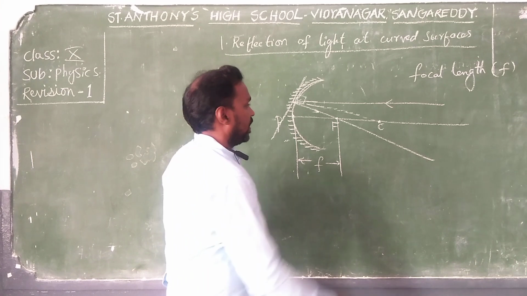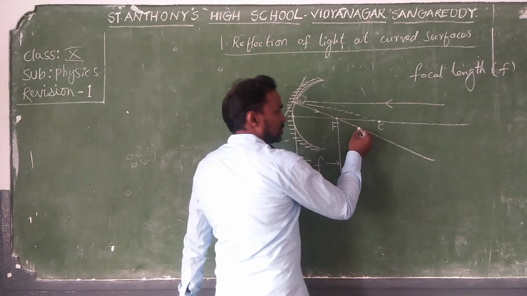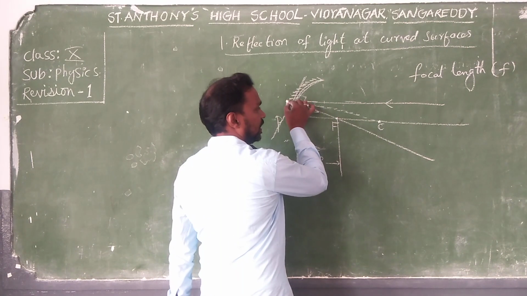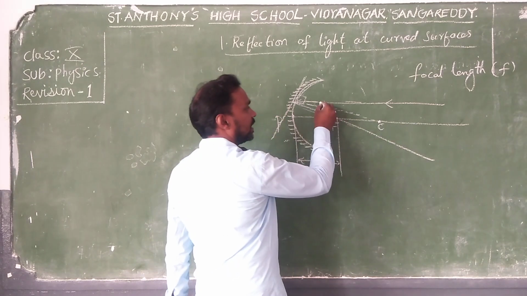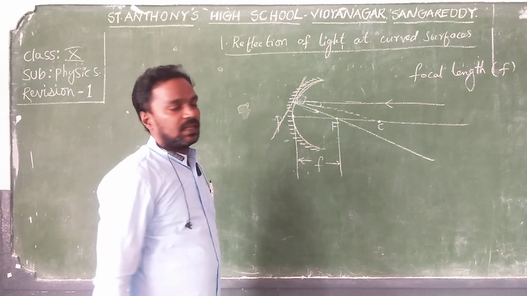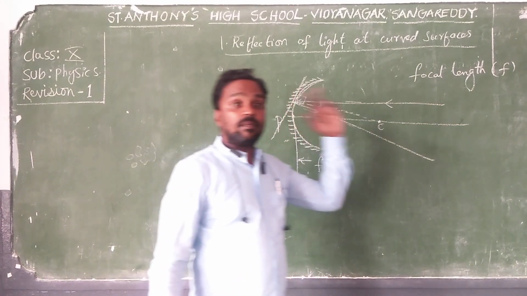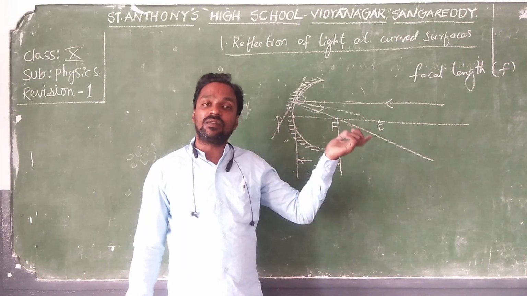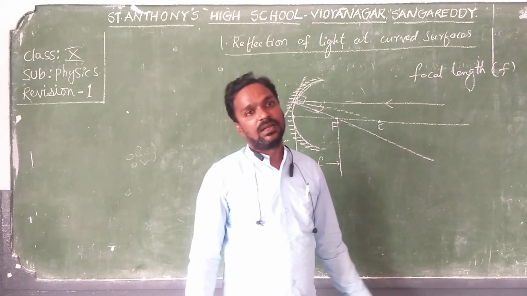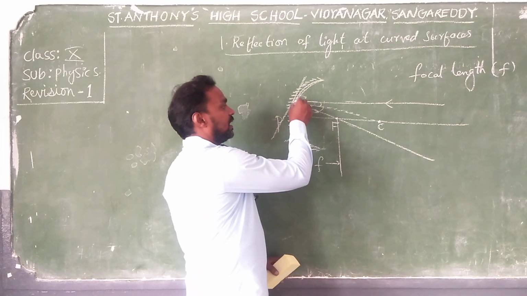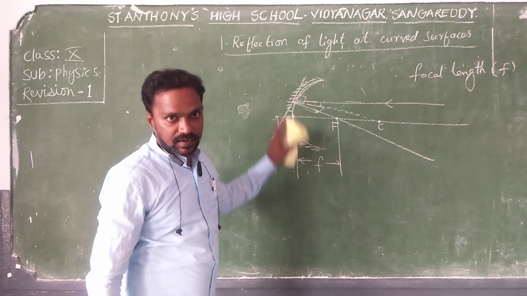Next, when the light travels in this direction, it will hit here and come here. This is called the angle of incidence, and this becomes the angle of reflection. Same as in the plane mirror, angle of incidence is equal to angle of reflection. Therefore the light is not coming out. This is one kind of mirror.